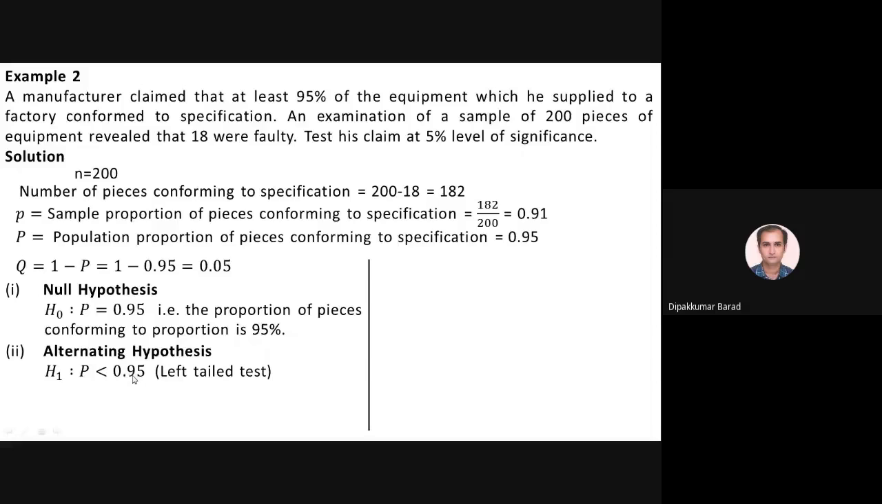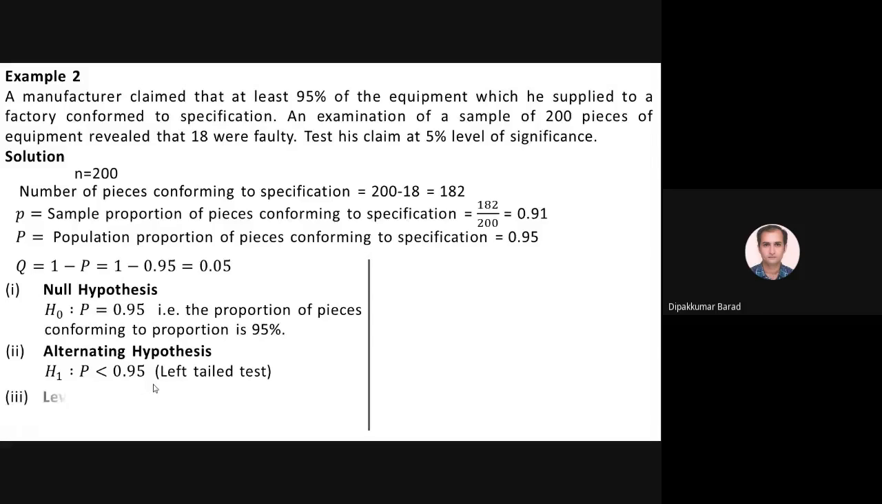If we get less than 95% of products conforming to specification, then we can say it does not satisfy our null hypothesis. So the alternative hypothesis is always the complement of the null hypothesis. Here P is less than 0.95, so our test is a left tail test.